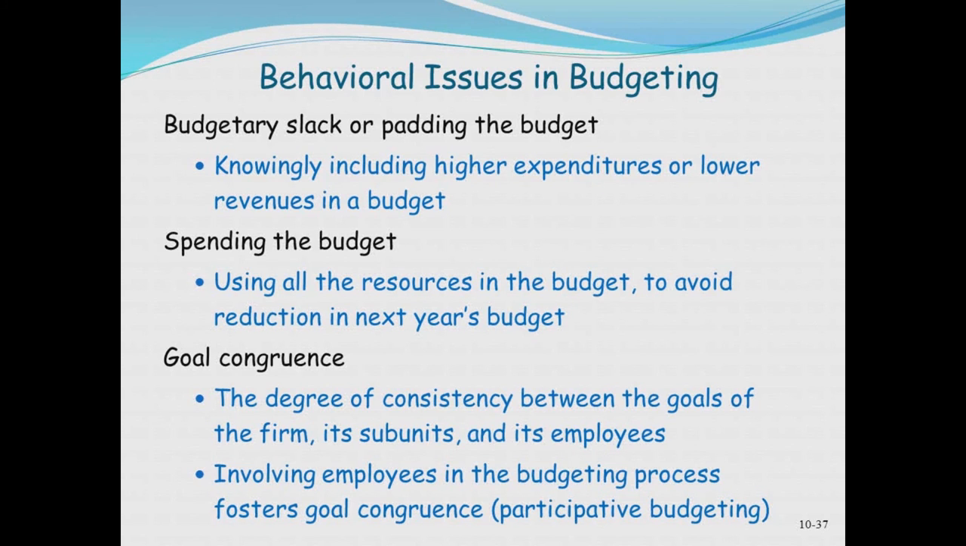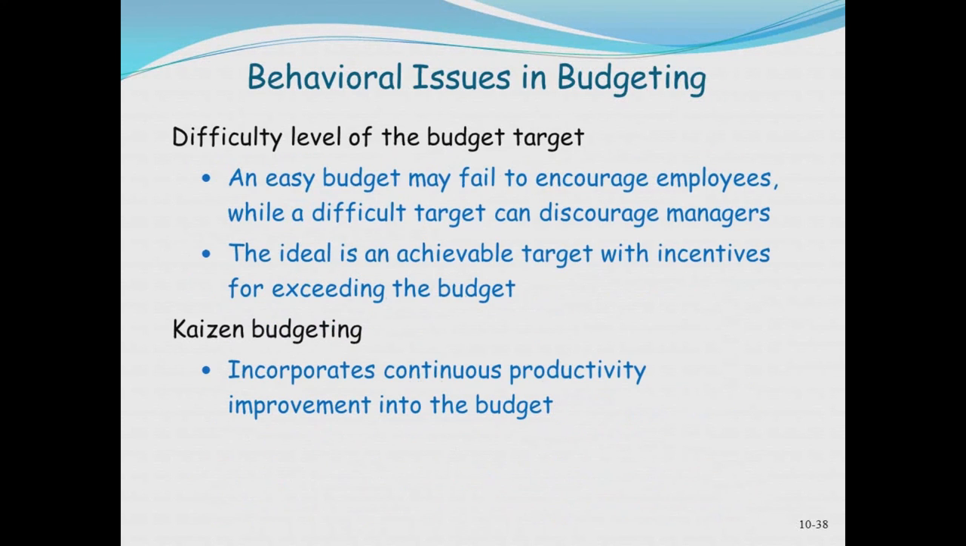Okay, goal congruence: the degree of consistency between the goals of the firm, its subunits, and its employees. So the budgeting process, if done correctly, will create goal congruence. If done incorrectly, it will not. So you want to involve employees in the process of participative budgeting. A top-down budget without participation from below will be ignored. If it can't be ignored, it'll be worked on, but not with enthusiasm. An easy budget with a lot of slack may fail to encourage employees, but a too difficult budget can discourage employees. What you want is an achievable target with incentives.